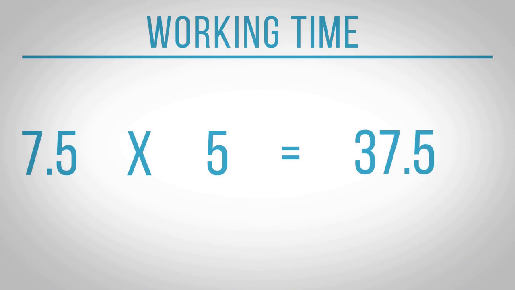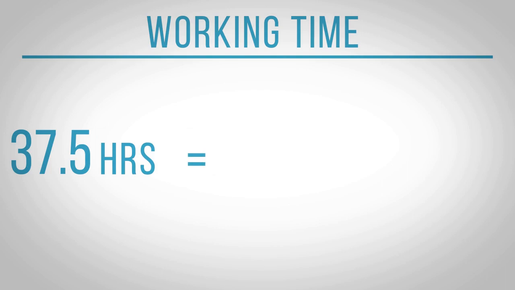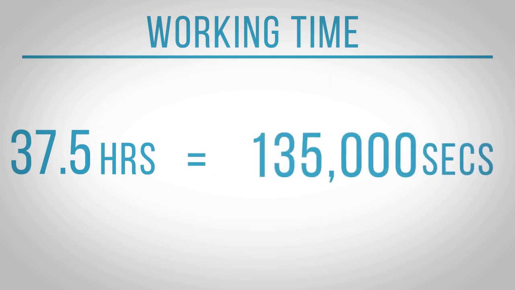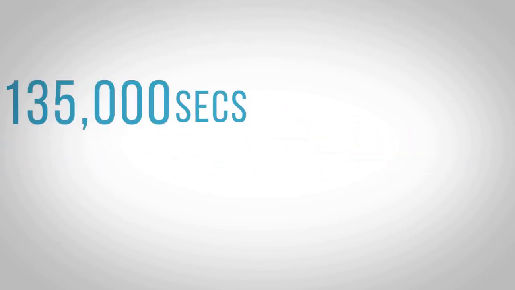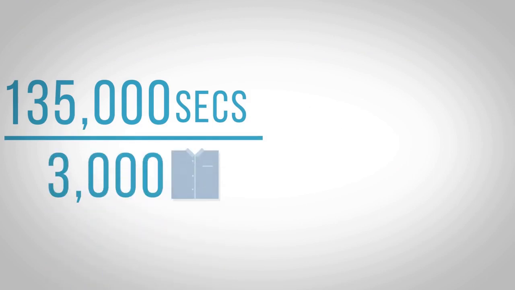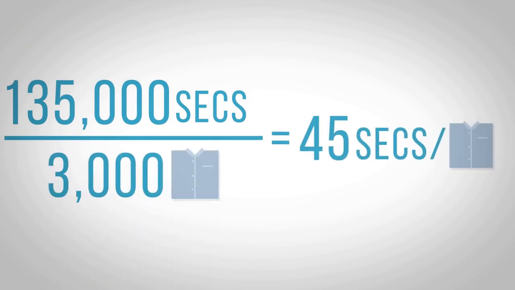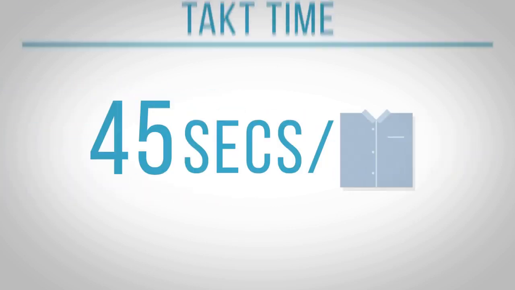Available working time is equal to 7.5 hours per shift multiplied by the 5 days, which is 37.5 working hours available per week. 37.5 hours is equivalent to 135,000 seconds. 135,000 seconds divided by 3,000 dress shirts a week equates to 1 dress shirt needed to be produced every 45 seconds. This is your takt time.